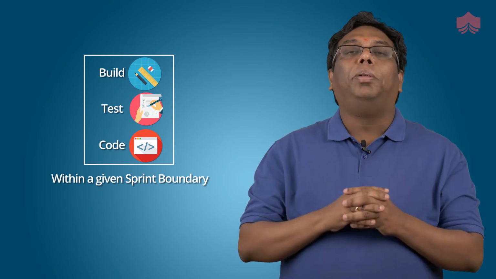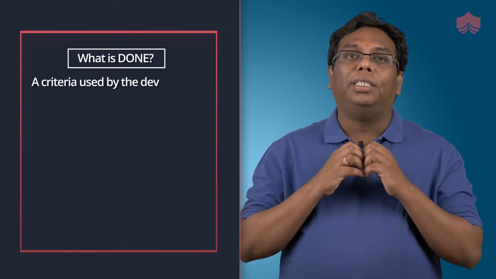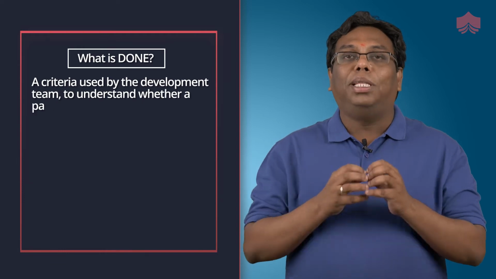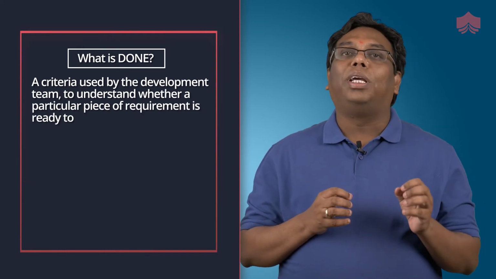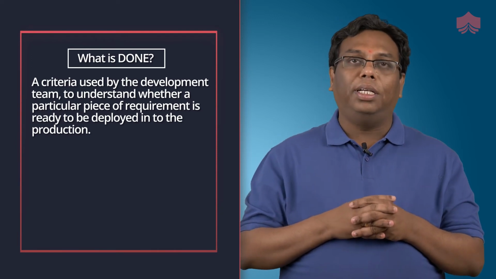So they'll again take the top priority requirement and start implementing it. They will build, test, and code, right? All the unit tests will be within the given sprint boundary. If it's 2 weeks, within 2 weeks, all the stories will be implemented as per the definition of done, right? Definition of done is basically a criteria used by the development team to help them understand whether a particular piece of requirement is ready to be deployed into production or not, right?